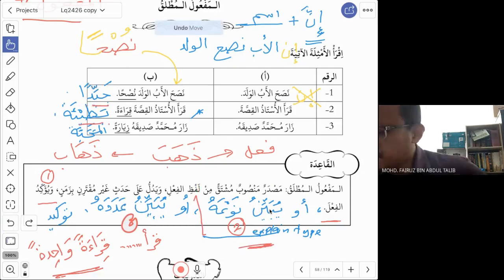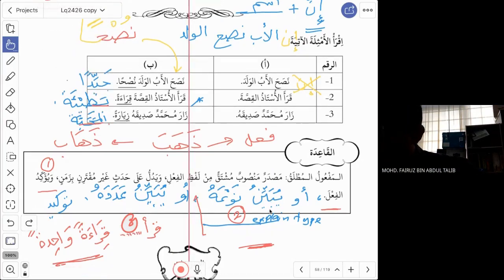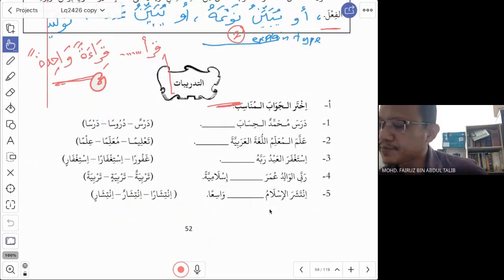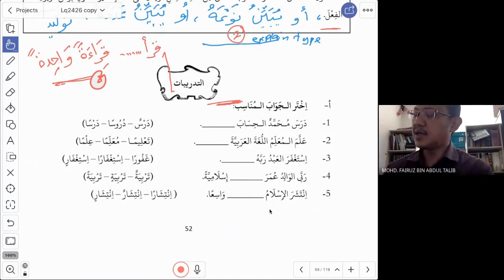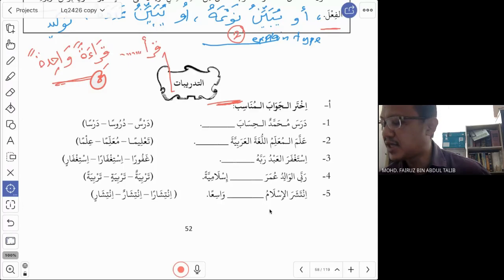All right. So now let us look at the tadrib. At-tadrib al-awwal: ikhtar al-jawab al-munasib. Choose the suitable answer. So here they have given you sentences, and in the end you need to put a suitable maf'ul mutlaq. Here they give you several choices. We need to find the correct masdar for the verb mentioned in the sentence.